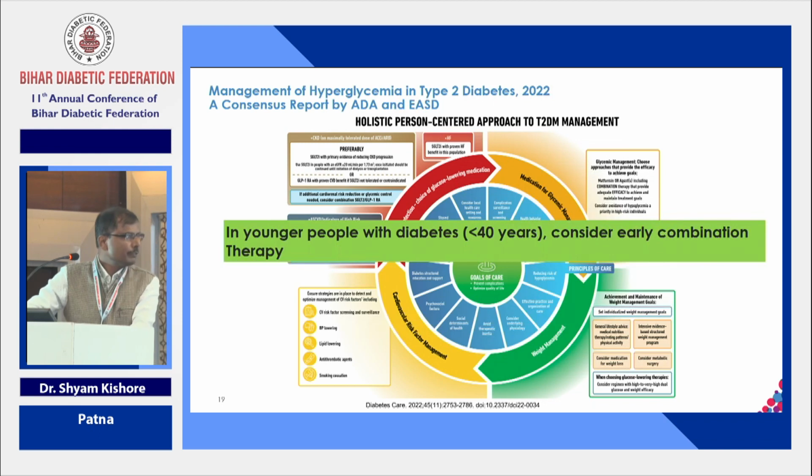So in the younger age group with diabetes, consider early combination therapy. Why are you considering this? Suppose you put your patients on lifestyle modification, then put them on metformin, then you are taking a long time and your patient is going to be exposed for a longer period of time and is going to have more complications. So start early optimum combination therapy to prevent the early onset of complications.